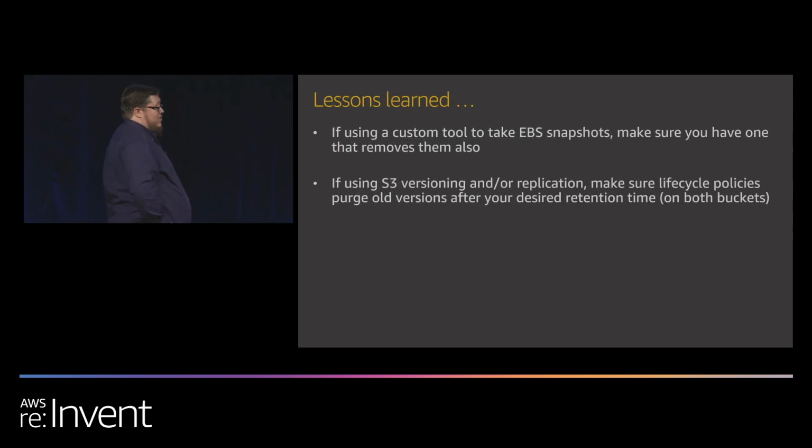Some of our lessons learned. These are things that we learned the hard way. So if you're using a custom tool to take EBS snapshots, and in this space, even Lambda automation kind of follows this, make sure you have one that removes them too. That's important. I mean, only if you don't like money, I guess, but those things do add up. And if you're using S3 versioning or replication, make sure you have lifecycle policies that purge the old versions after your desired retention time. Now that applies to both the source and the destination buckets as well.